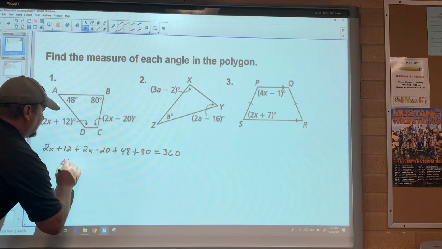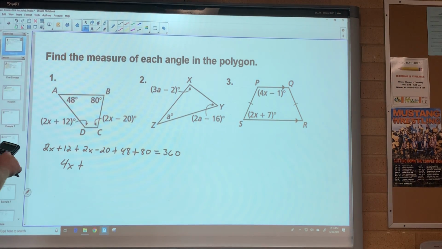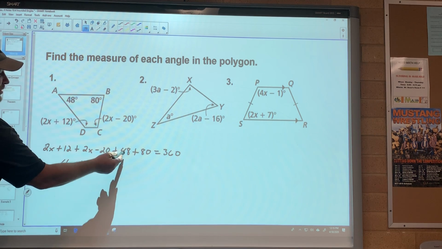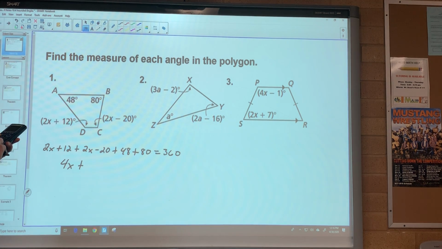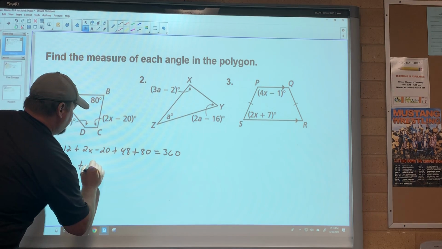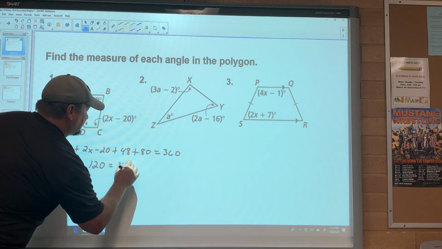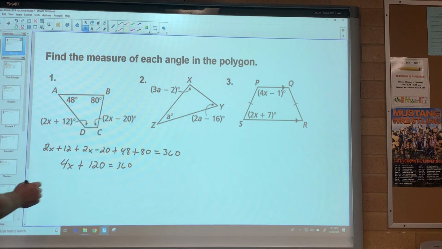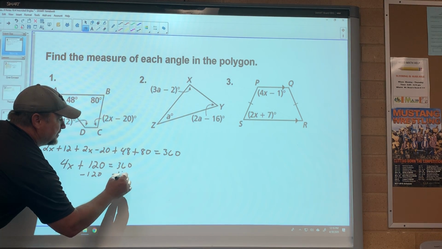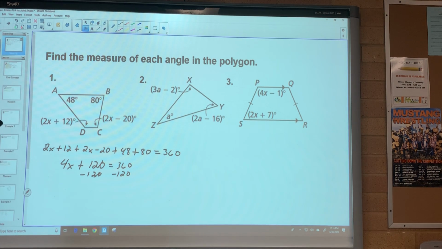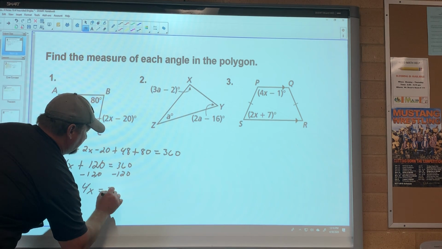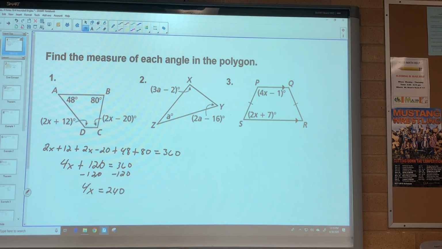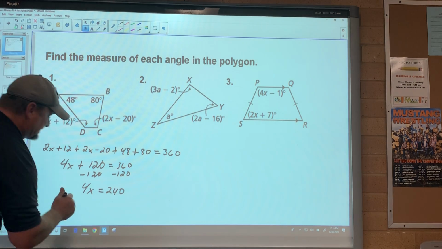Then I would get 4x plus, and I'll do all these together. I'm going to add up 12 minus 20 plus 48 plus 80, and I get 120. Subtract the 120 from 360. I get 240, so 4x equals 240, and then we'll divide by 4. So x is 60.